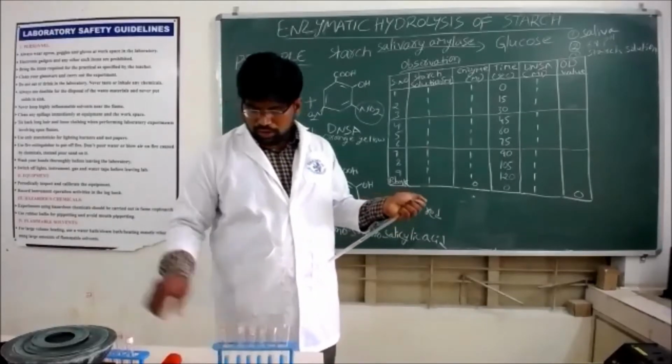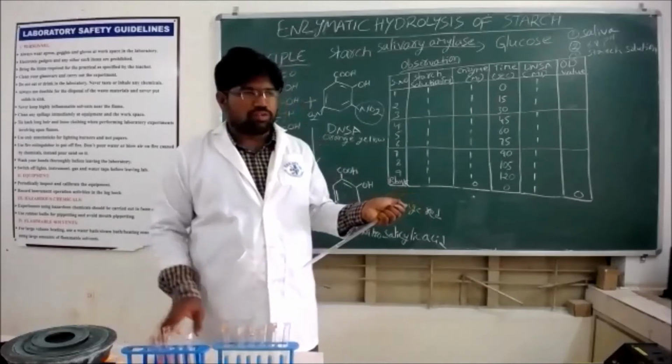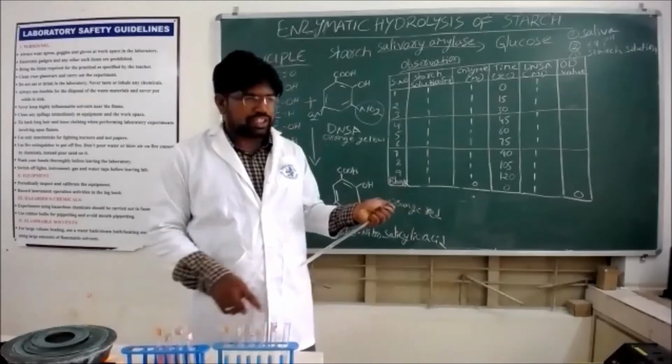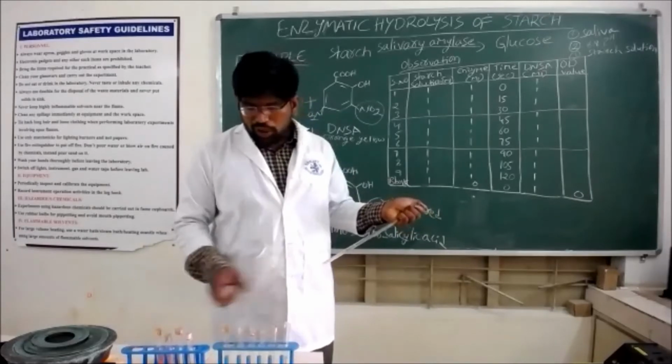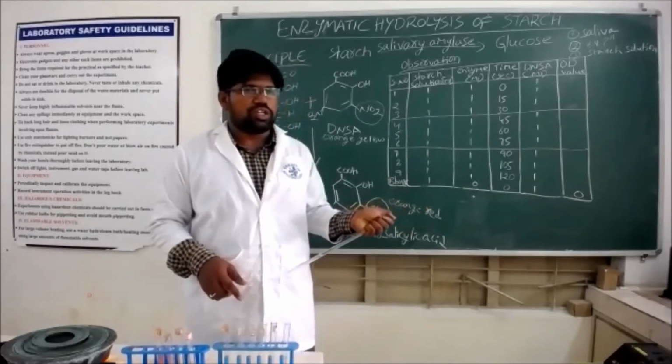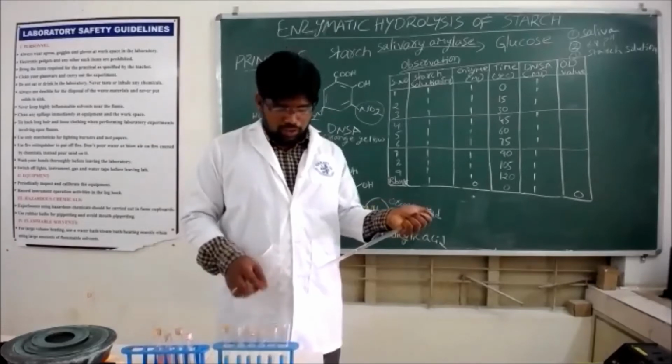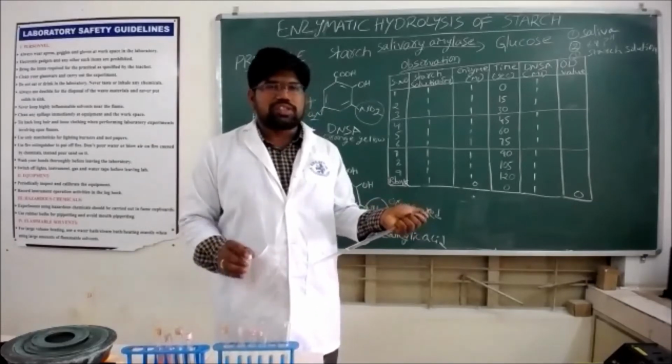Okay. So label the test tubes as 1 to 9 and one more as the blank. In this way, you label the test tubes. Now, into all the test tubes, take 1 ml of the starch solution. Okay. So now I am adding the saliva.